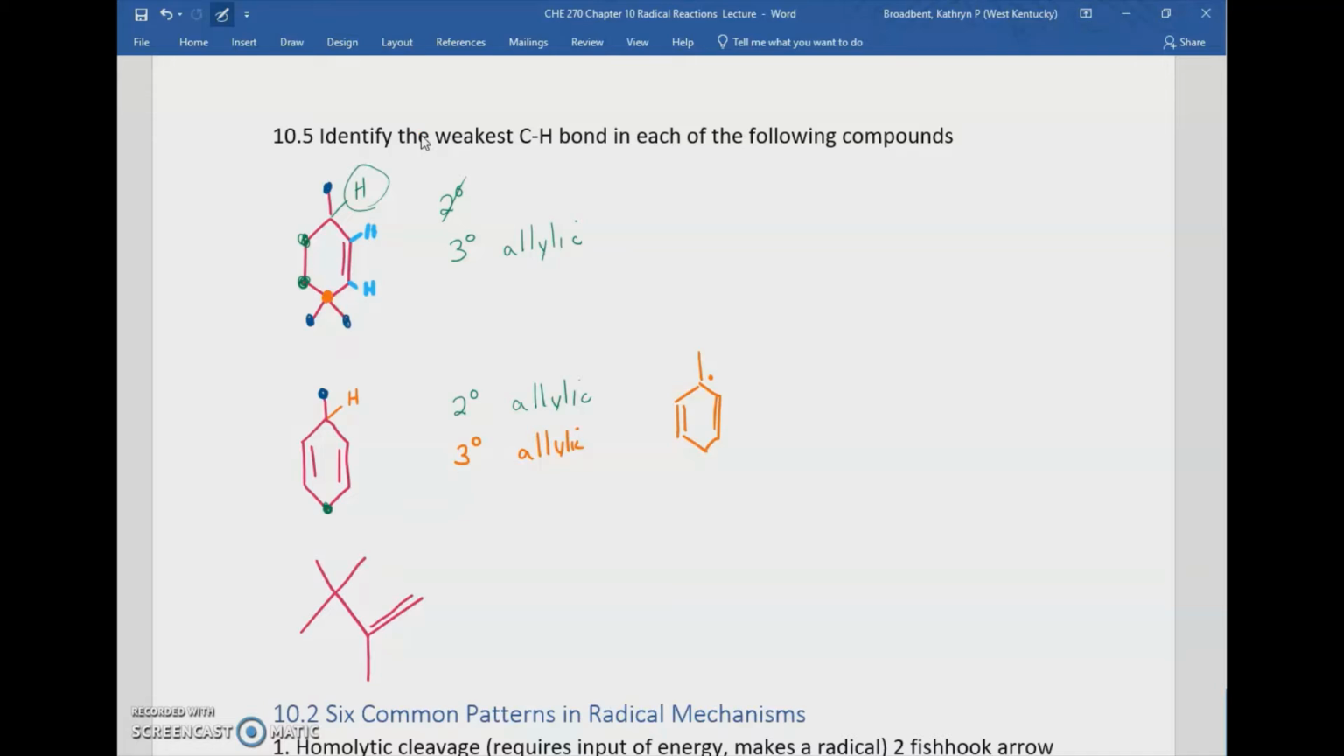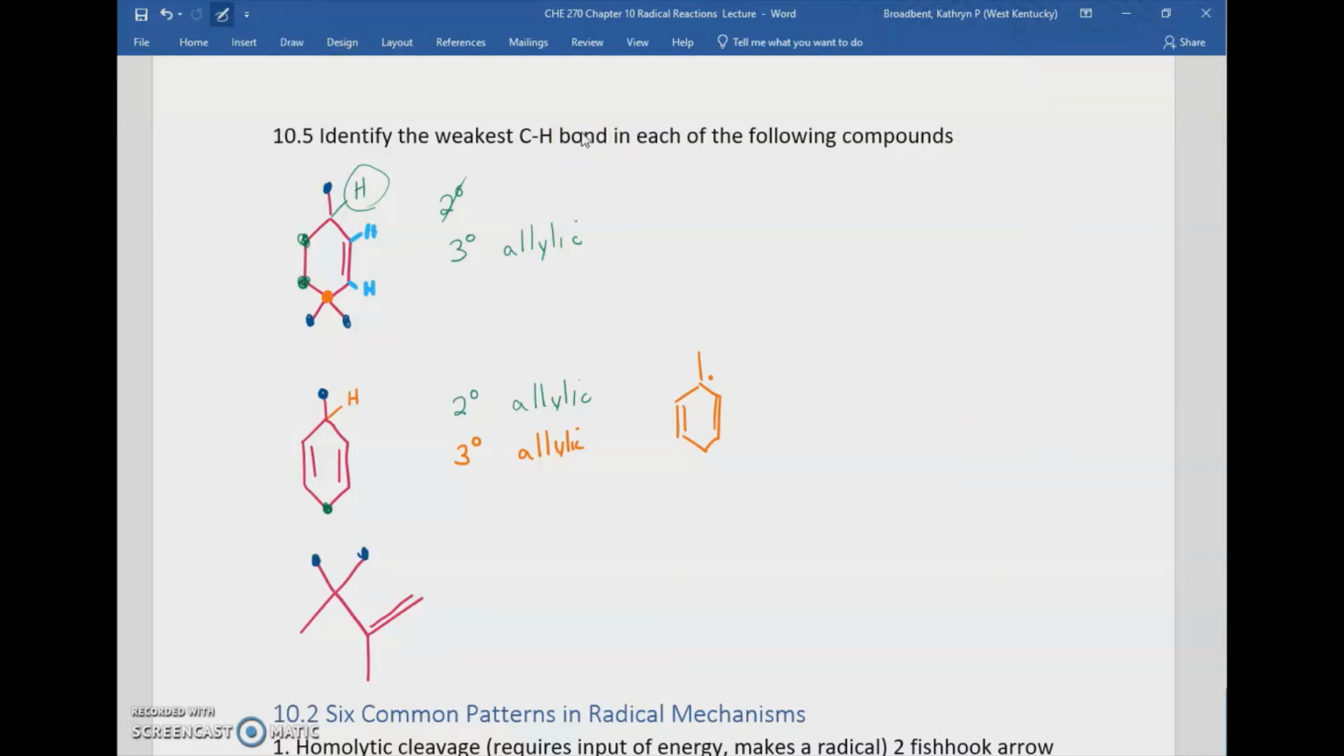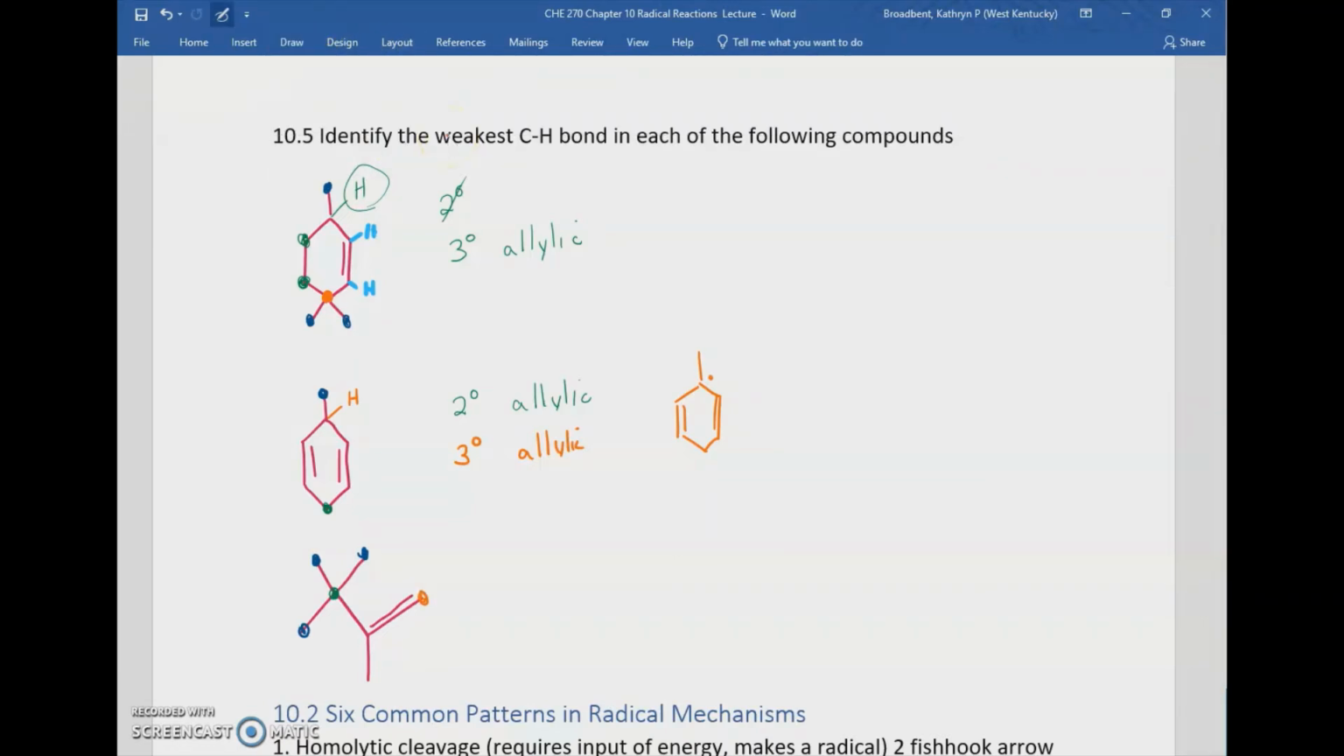And let's look at this one. First, we'll mark all the primaries. None of those are going to be any good. We don't want to use the primaries usually. Okay, so those are going to make primaries. Those aren't going to be very good. There is no hydrogen here, so that's not going to be very good. We've got these guys that are involved in the double bond. They're no good.